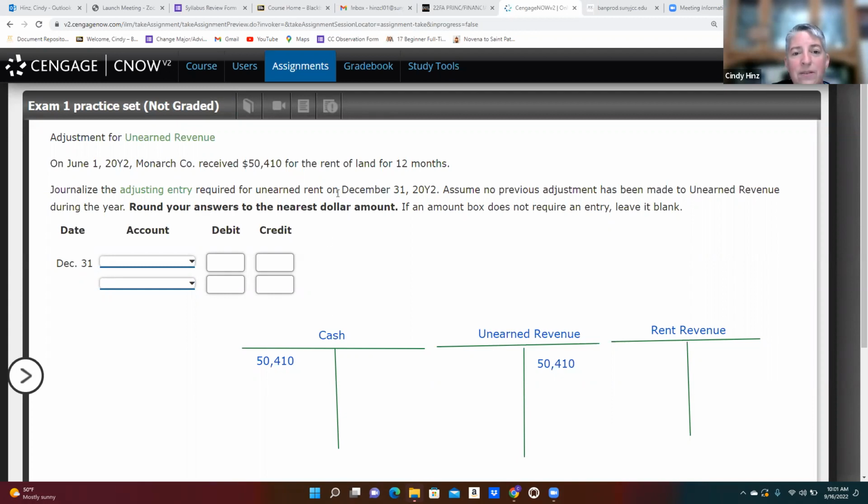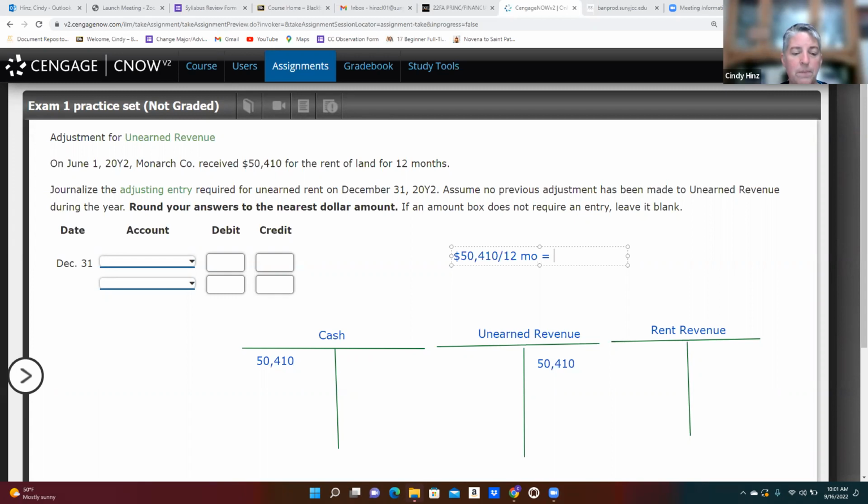We now get to the end of December, and they've used the land. They've had the use of the land for June, July, August, September, October, November, December. That's 7 months out of the 12 months that they leased it. So if we want to look at it like this, the $50,410 is for 12 months. So I just want to know how much is that per month.